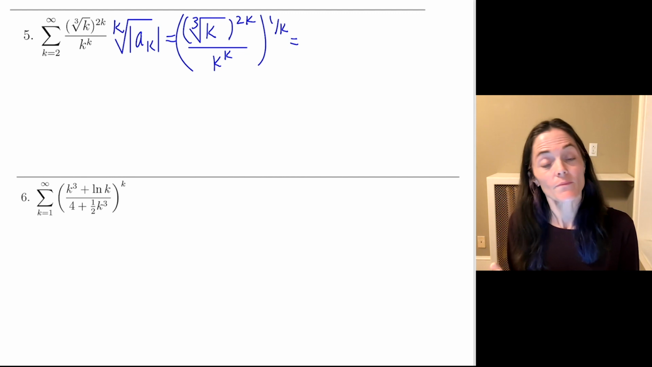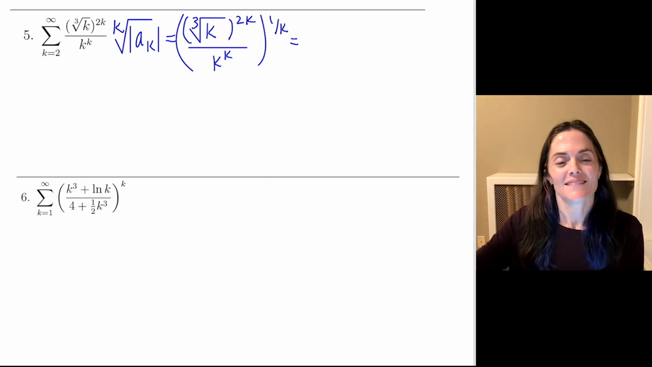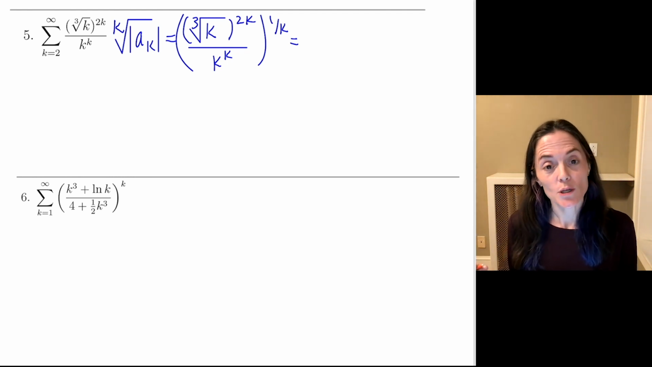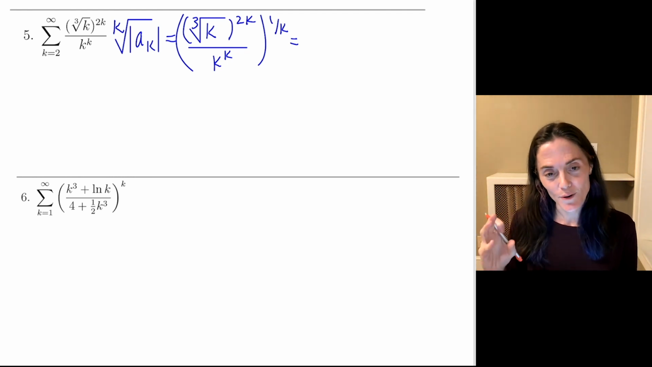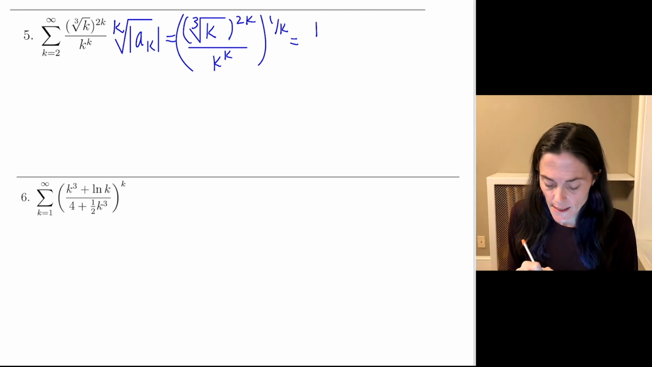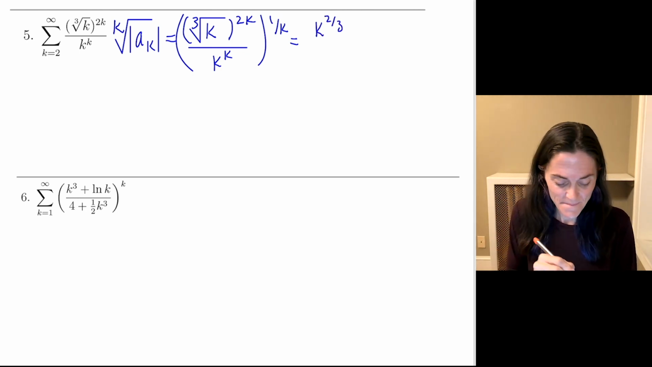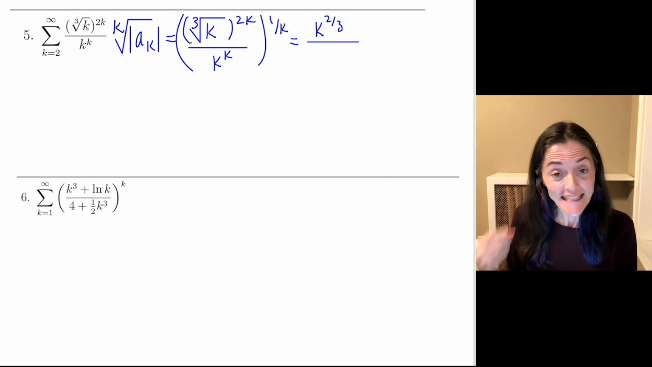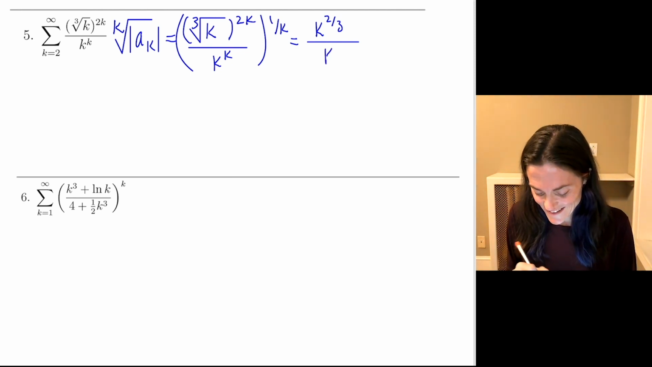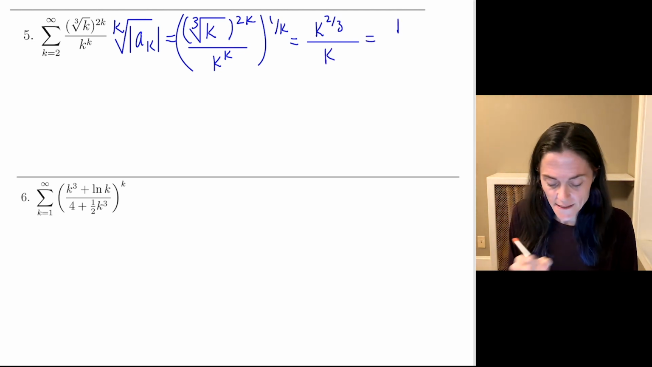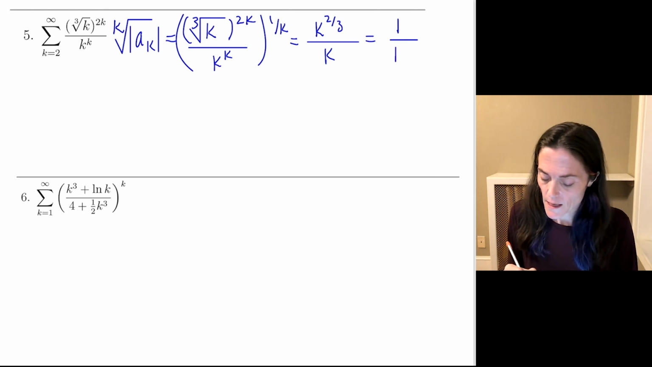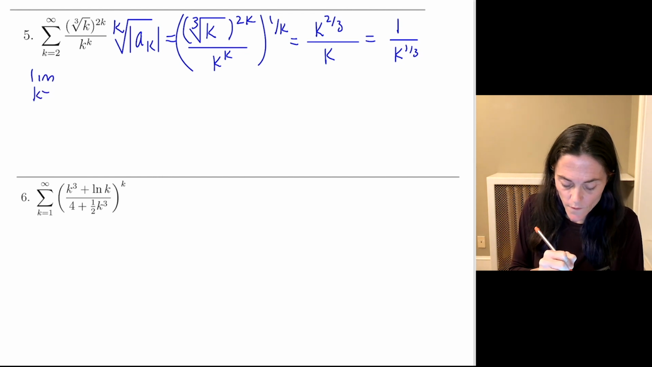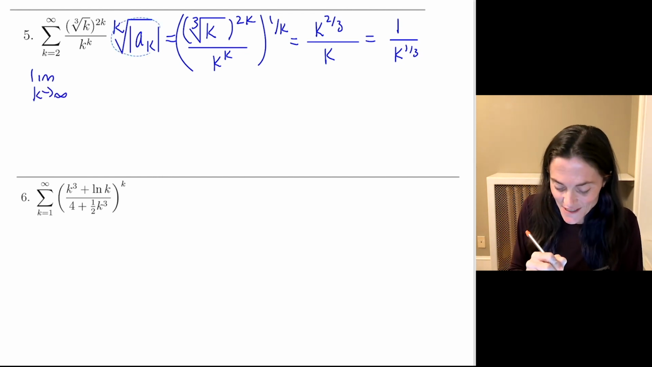Like this. Okay, well, power to a power, we multiply it in both the numerator and the denominator. So my numerator becomes the cube root of k squared, which I can write as k to the 2/3. My denominator, power to a power, we multiply, we just get k. One more step. This is 1 divided by k to the 1/3.